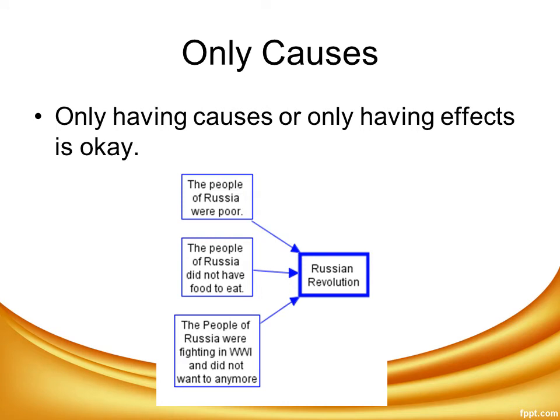Many times you will see that a multiflow map might only have causes or only have effects. This is okay. It is okay to have a multiflow map with only causes or only effects. And the one below, the students only need to know the causes of the Russian Revolution. Therefore, we'll only have causes. There are effects of the Russian Revolution, but the students don't have to know them for this particular map, so we don't bother putting them.